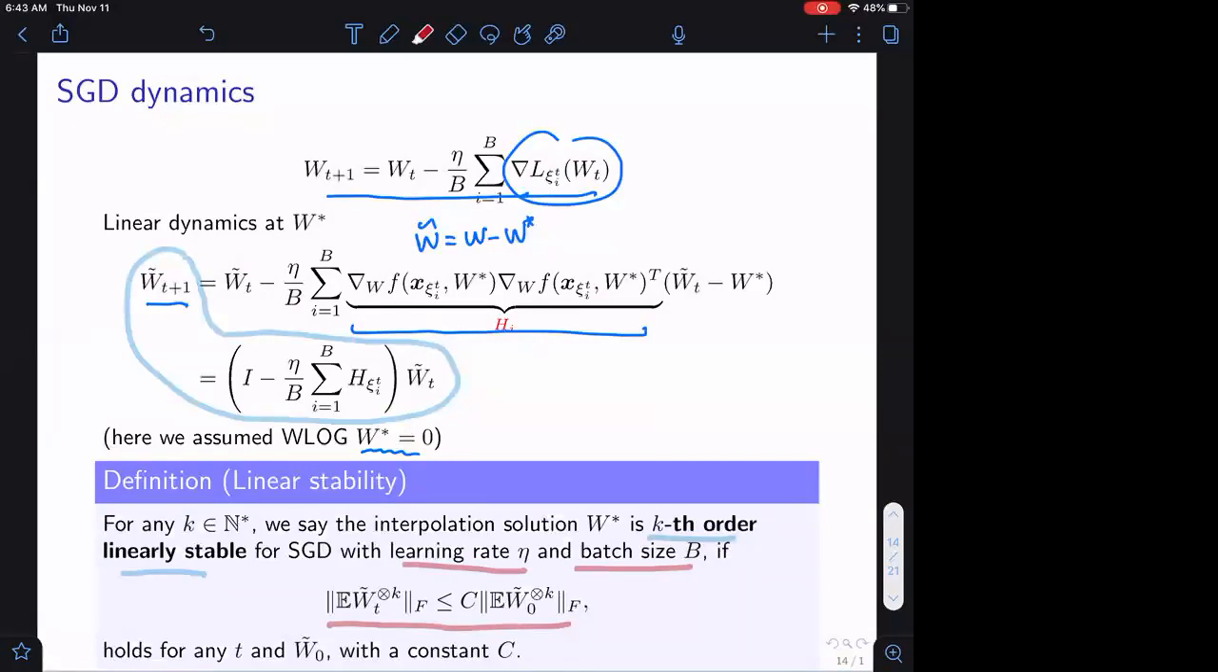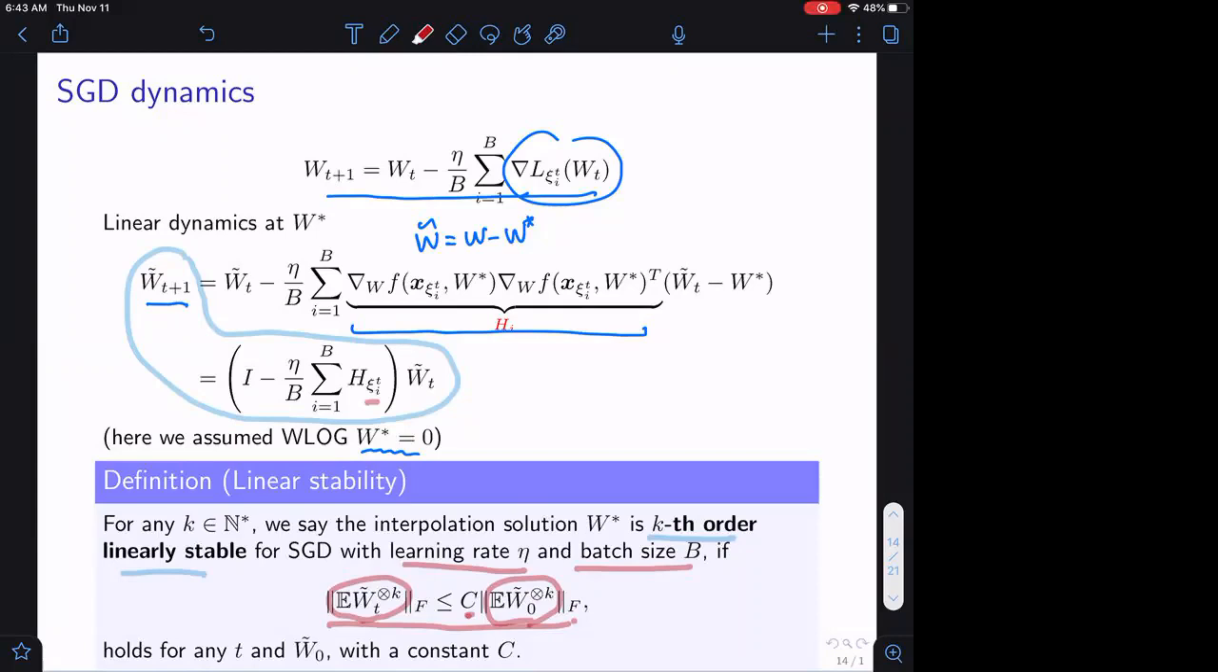And the linear stability essentially says that if I take the expectation, so now where's the randomness? The randomness is in this mini batch. So I take the expectation over my mini batch, then I study the case order moments of my neural network weight. It has to be bounded by a certain constant, multiplied by the case order moments of my initial weights, uniform in T.